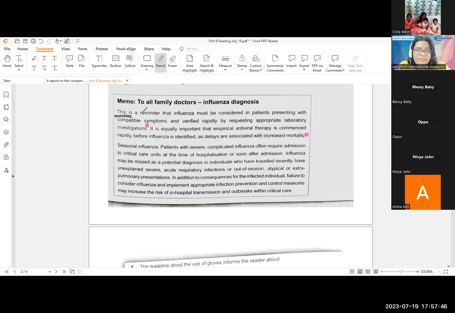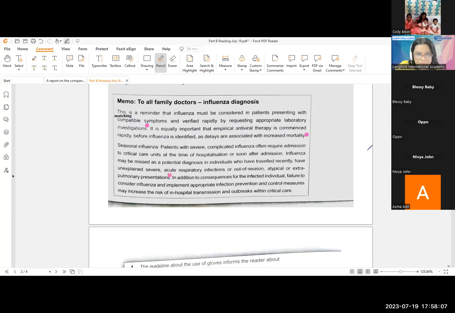When someone comes with symptoms matching influenza, quickly send for laboratory examination. At the same time, before you identify the condition itself, you need to start treatment using antiviral therapy, because delays can lead to death. Okay, so Bhagya, now till here.